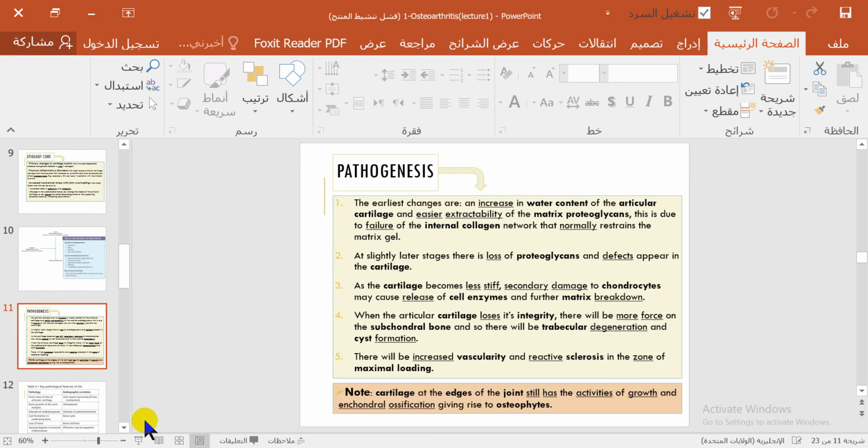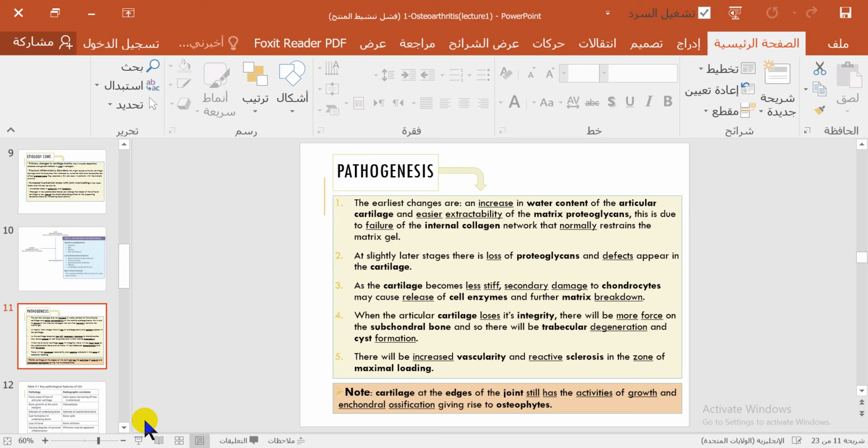Pathogenesis. The earliest changes are an increase in the water content of the articular cartilage and easier extractability of the matrix proteoglycan. This is due to the failure of the internal collagen network that normally restrains the matrix gel. At a slightly later stage, there is a loss of the proteoglycan and defects appear in the cartilage.